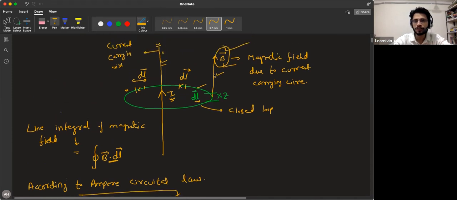Minashi, who is generating this magnetic field? Coil or wire? Sir, sorry.